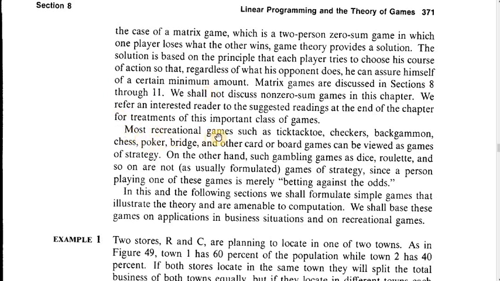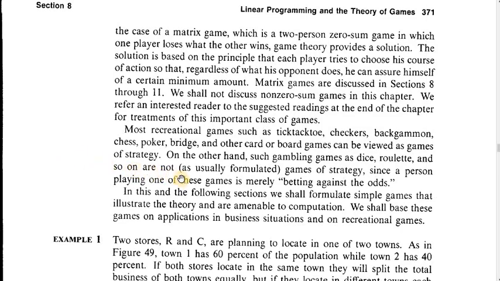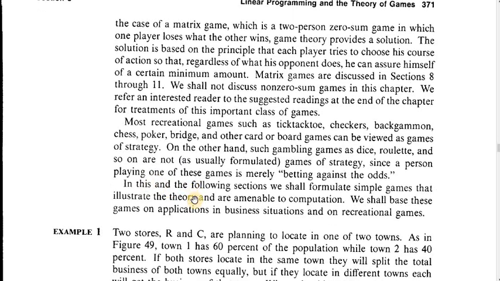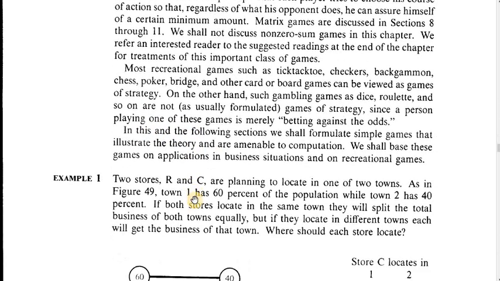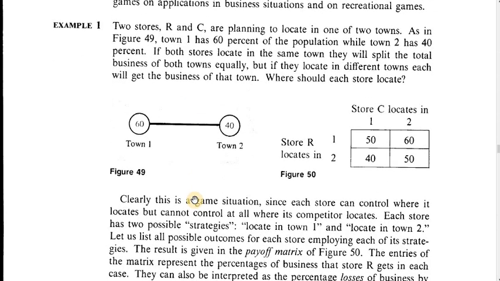So here we say most recreational games such as tic-tac-toe, checkers, backgammon, chess, poker, bridge, etc. can be viewed as games of strategy. There are also gambling games where there's some probability that's involved. Now you can use game theory for both of these types of games. So let's talk about some simple games. Maybe these seem too simple, but the same principles are involved in these very simple games as in more complicated games. Let's start out with this example.